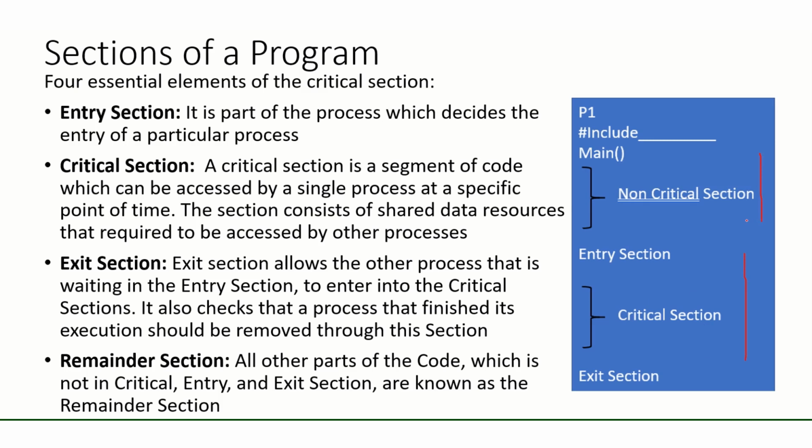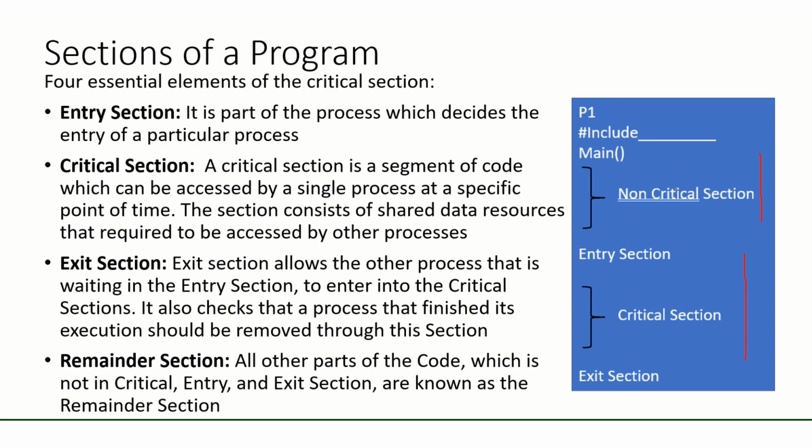If there is something shared between the processes, then we keep it in the critical section, and independent code will be in the non-critical section. So dependent or shared code will be where? It will be in the critical section, and independent code will be in the non-critical section.